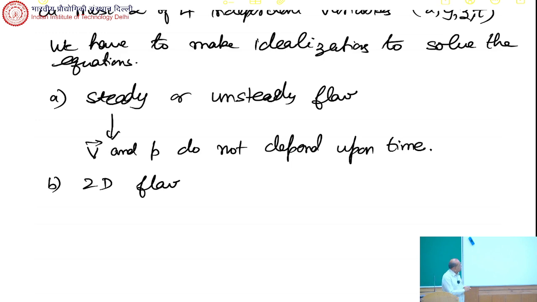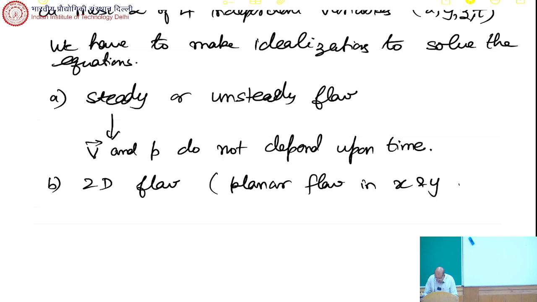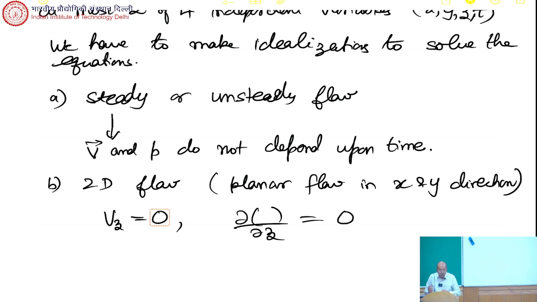In a lot of situations, we talk of two-dimensional flow, that is planar flow, in x and y directions, in the xy plane. So actually the flow will also be in the z direction, but if that direction is large, we will assume that things are not changing with z. So we have a two-dimensional flow. In two-dimensional flow, if it is in the xy direction, Vz is 0, and any quantity will not change with z.